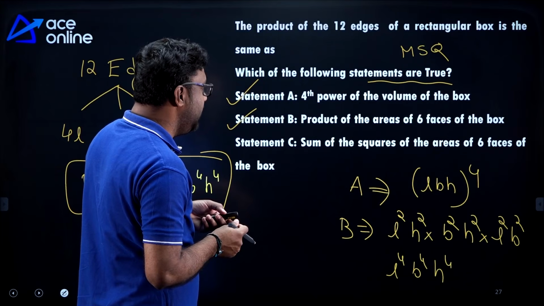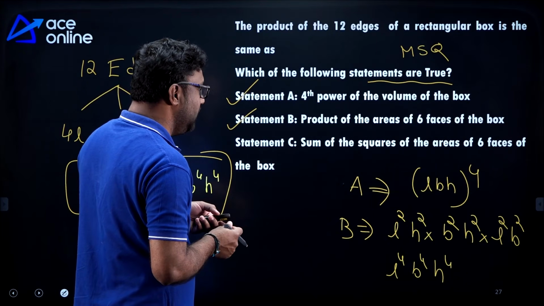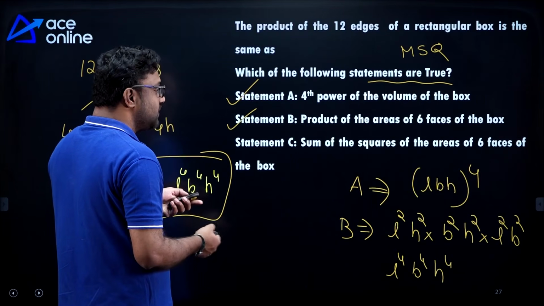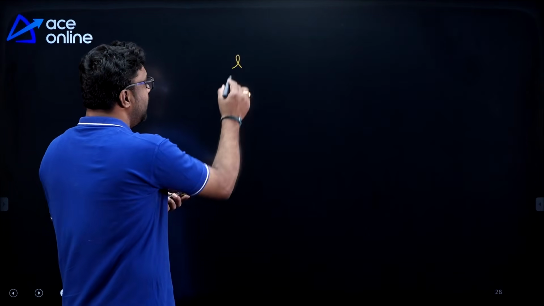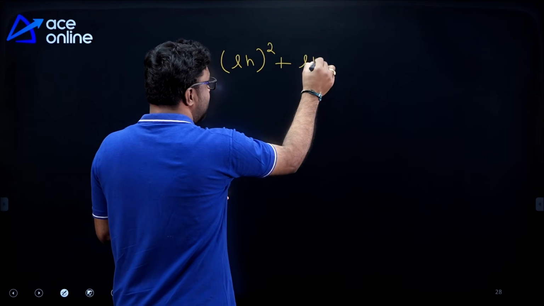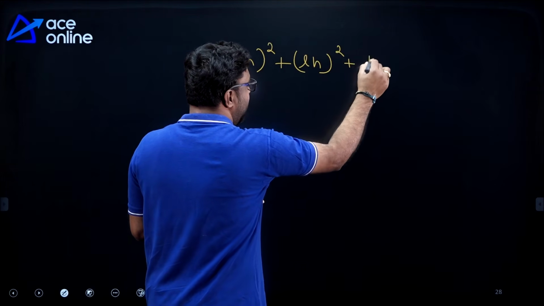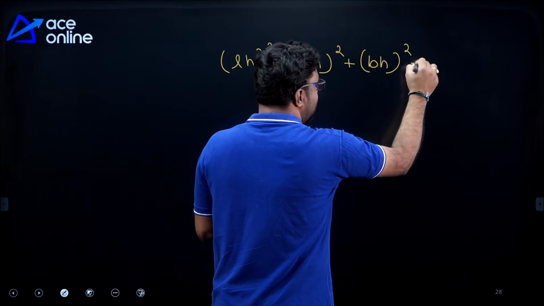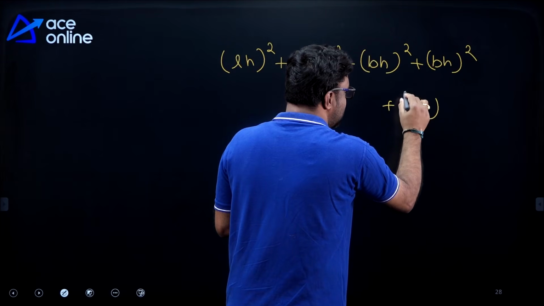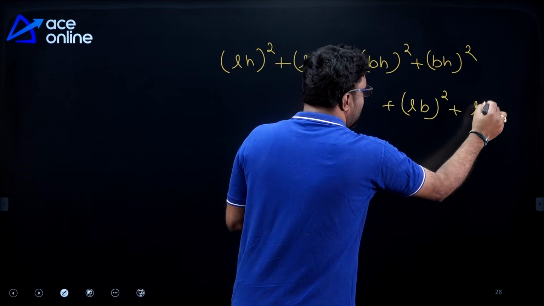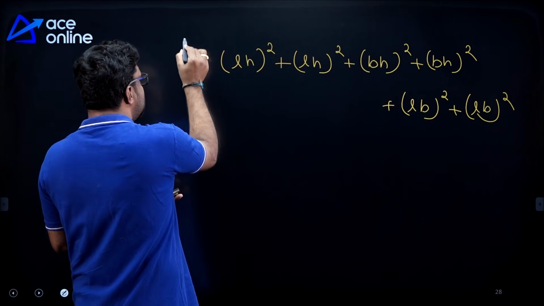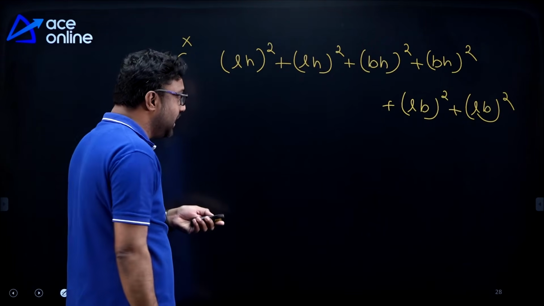Areas of the 6 faces of the box, squares. So the front one, length and height, whole square. Back side LH whole square, right BH whole square, left BH whole square, and you can see top and bottom LB likewise. Now adding all this won't generate that. That's the problem, so statement C is wrong. A and B are correct.